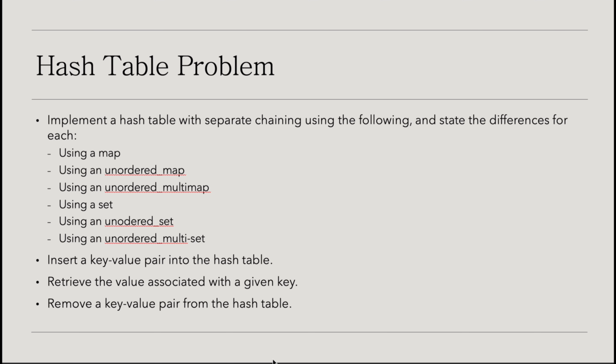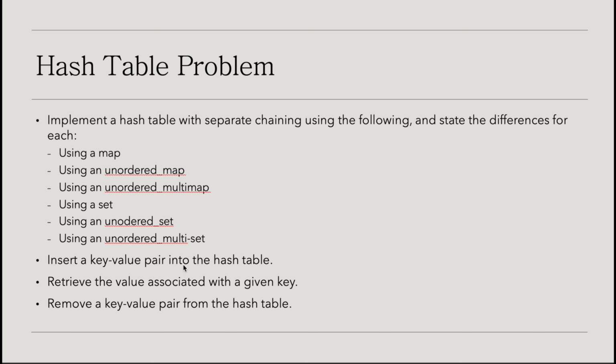So now we are tasked with the following problem. We will now implement a hash table with separate chaining using the following and state differences for each. We are first going to build a hash table using a map. Then we're going to be building a hash table using an unordered map, and then using an unordered multimap. In the next phase, we will be using a set to build our hash table, an unordered set to build the hash table, and then an unordered multiset to build the hash table.